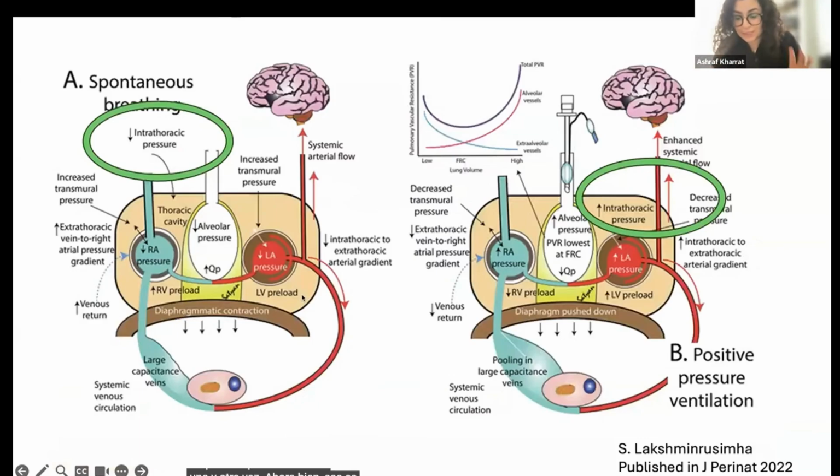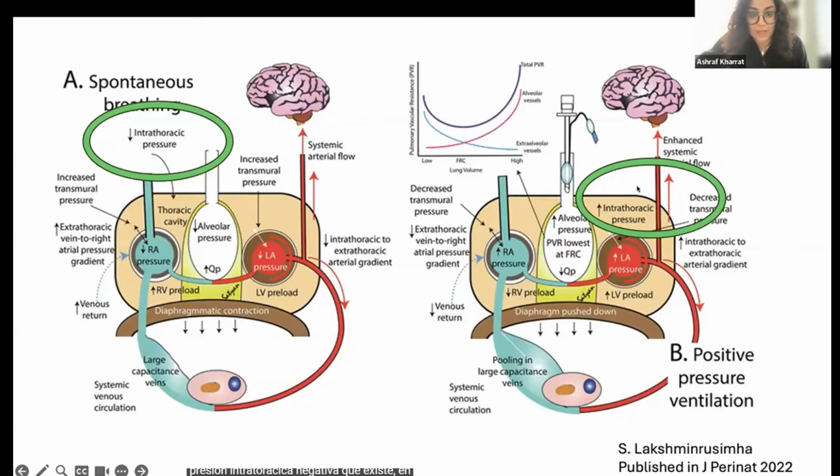Now, that is in a spontaneously breathing patient, which means it is driven by negative intrathoracic pressure. This is very different from positive pressure ventilation, which so many of our babies are exposed to. So this is a really nice schema from Satyen, who has highlighted the difference between spontaneously breathing patients on the left and then positive pressure on the right.